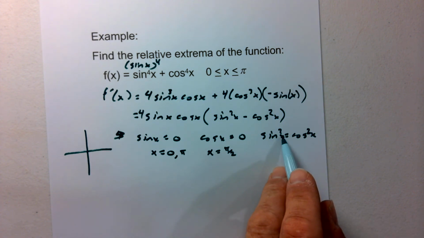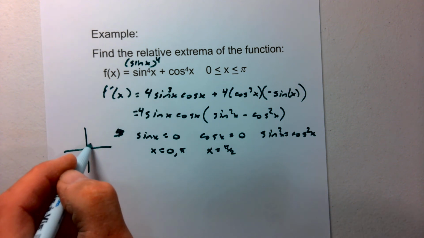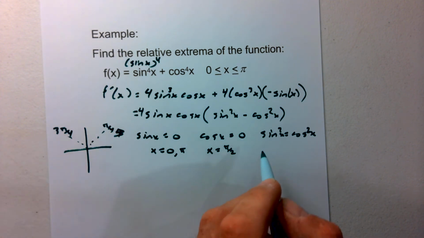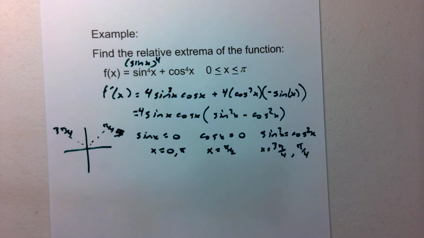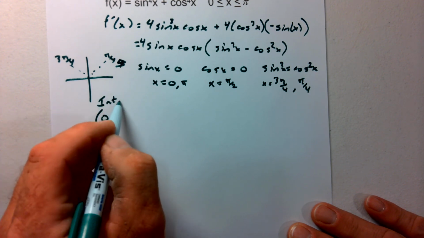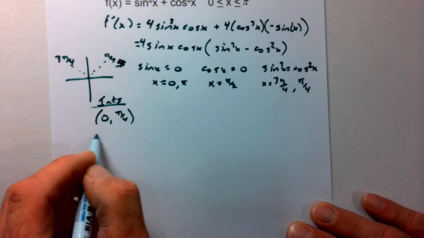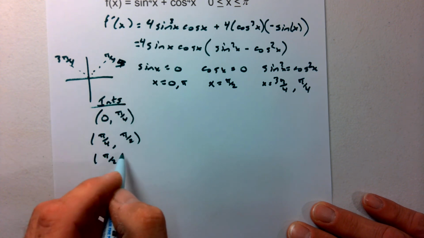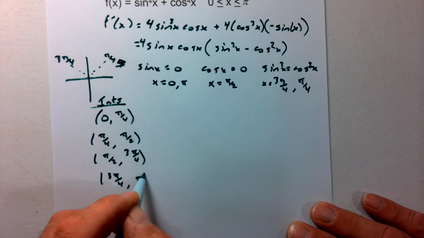And then where does the sine of x squared equal the cosine of x squared? Well, they're equal. Sine of x equals the cosine of x on our 45s. So our pi over 4 and 3 pi over 4. So we're looking at x equals 3 pi over 4 and pi over 4. So my intervals that I'm working with are going to be from 0, we'll call them ints, 0 to our next value, which is going to be pi over 4, pi over 4 to pi over 2, pi over 2 to 3 pi over 4, and then 3 pi over 4 to pi.